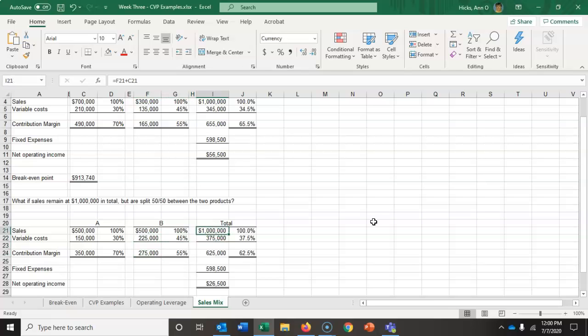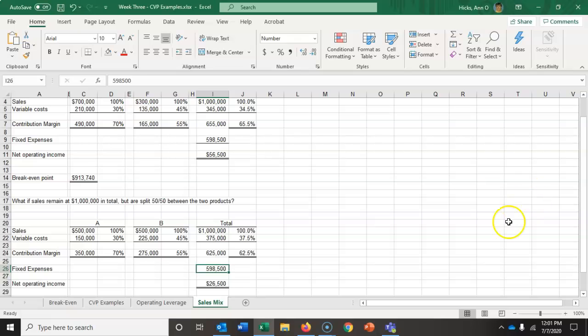Total, notice what's happening. Sales still remain at $1 million. Variable costs, however, have gone up because we have sold more of product B with a higher variable cost rate than product A. And you can see that in your percentages here. Instead of 34.5% variable cost company-wide, it's now 37.5%. And our contribution margin ratio company-wide is now 62.5%.